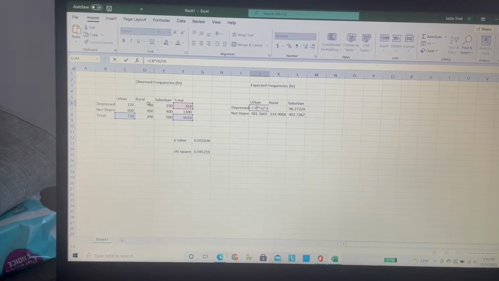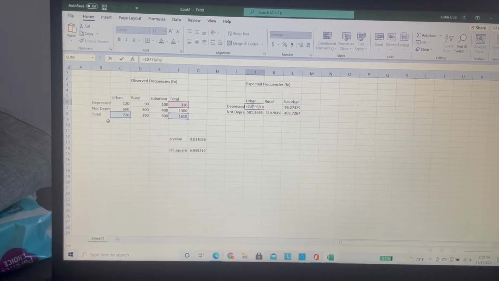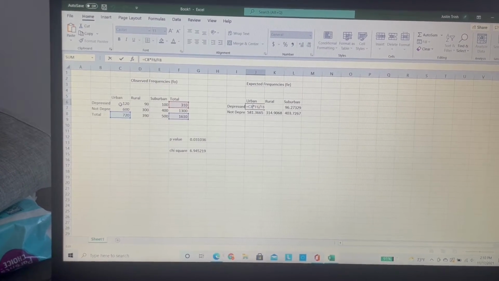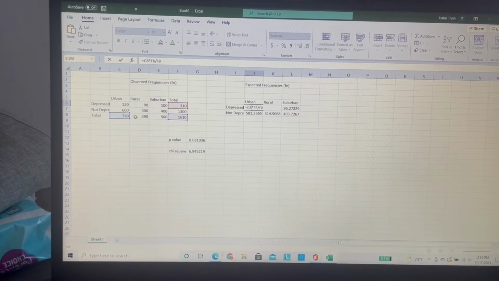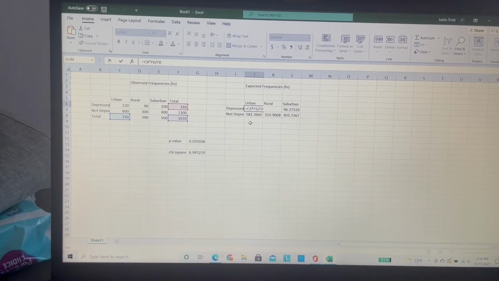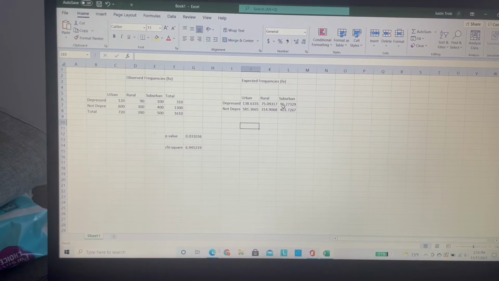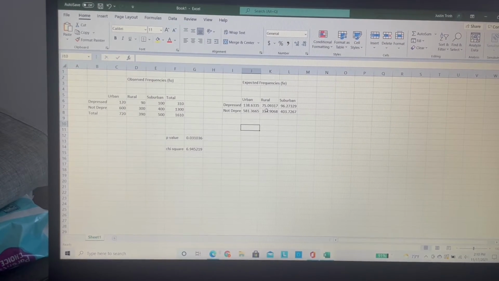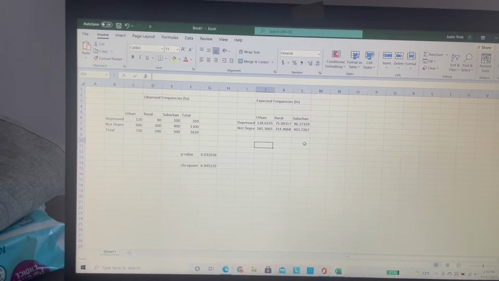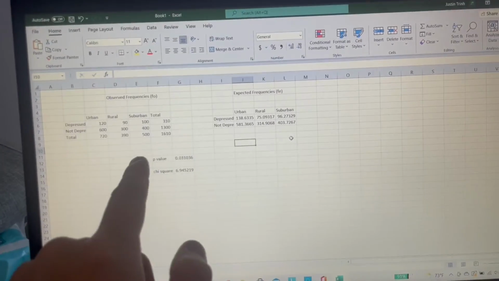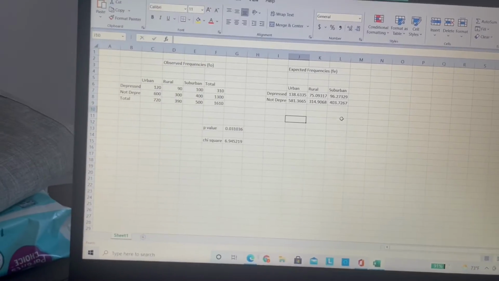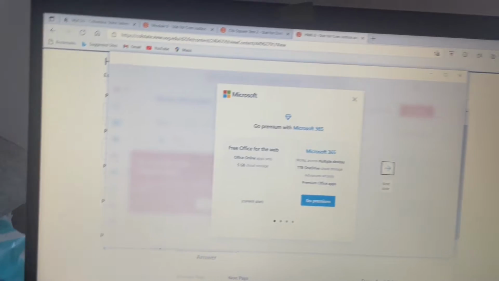This row leads to urban depressed, and this column leads to urban depressed. You multiply these two, and then you divide by the total here, and you get the expected frequencies of each category right here. So that's how you get the expected value.